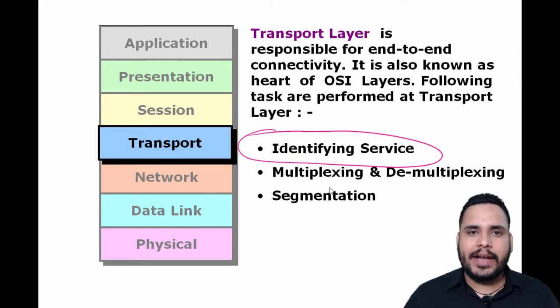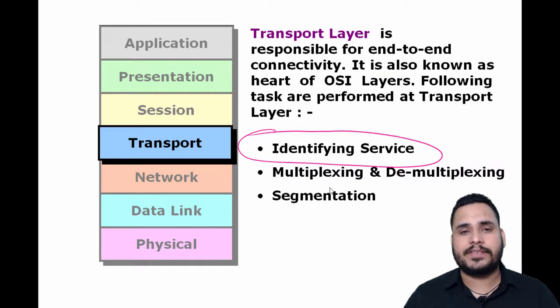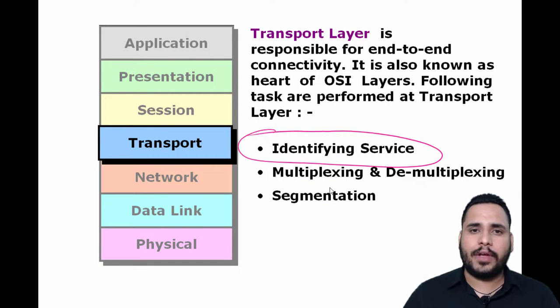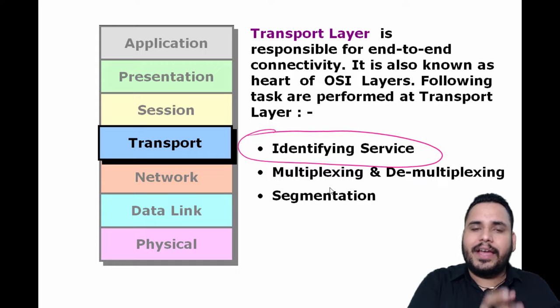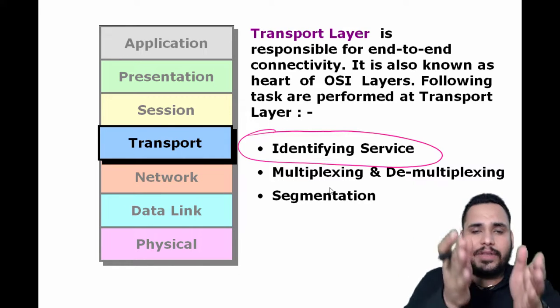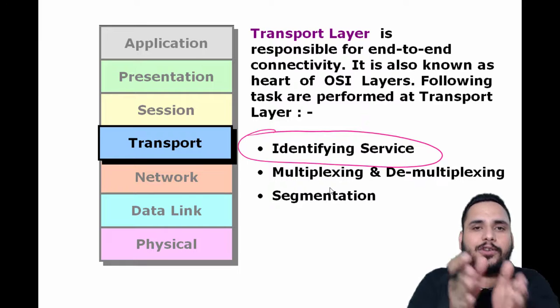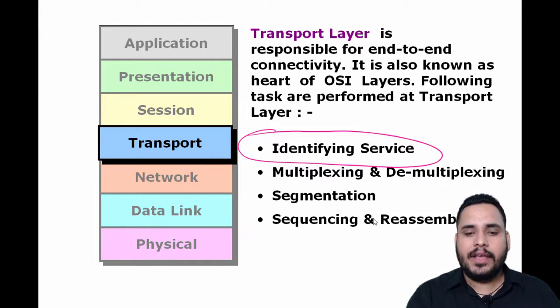Like on the internet, if I'm going to send a message from one interface to another, or one location to another, then in the segmentation process the data comes from one PC, and when it is transferred from one PC to another PC, it comes in segments, like parts of the data. I will explain this in my next slides.